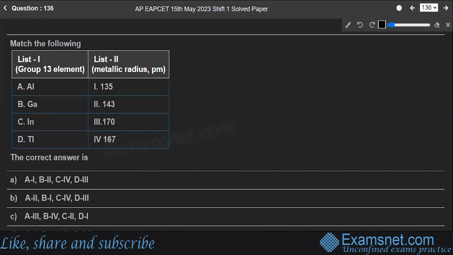Next is question number 136. You have to match them. So list one, group 13 element, and list two, metallic radius in pm. Okay. So group 13 elements, you have first of all aluminium.